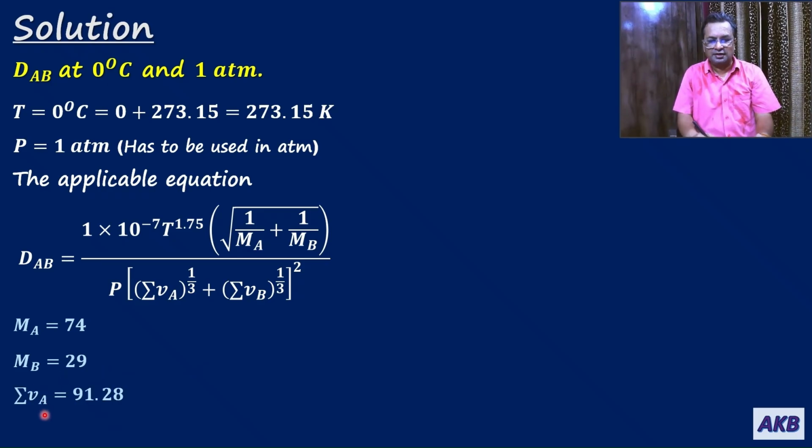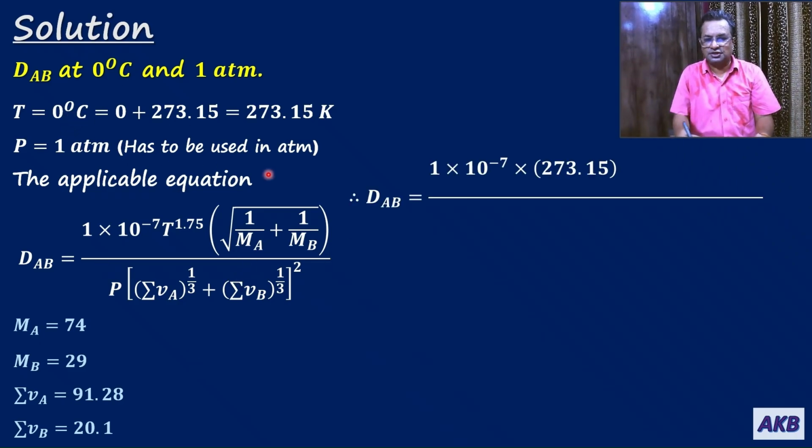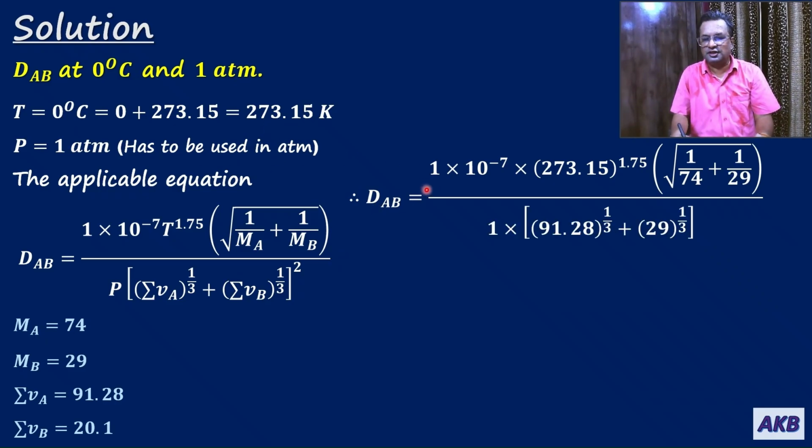Mb is 29, summation of Va is 91.28, summation Vb is 20.1. So we just have to put the temperature and pressure. We have temperature is 273.15, pressure is 1 atmosphere. Therefore, DAB will be equal to 1 into 10 to the power minus 7 into 273.15 raised to 1.75 into under root of 1 divided by 74 plus 1 divided by 29, divided by 1 into 91.28 raised to 1 by 3 plus 20.1 raised to 1 by 3, square of this.